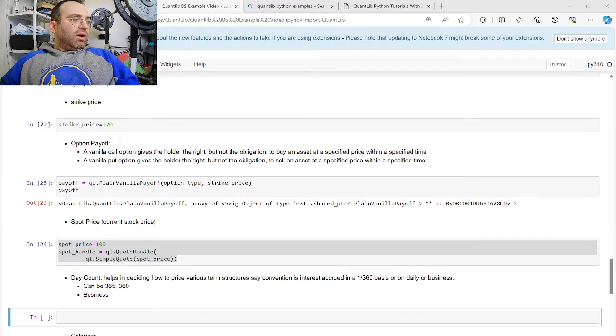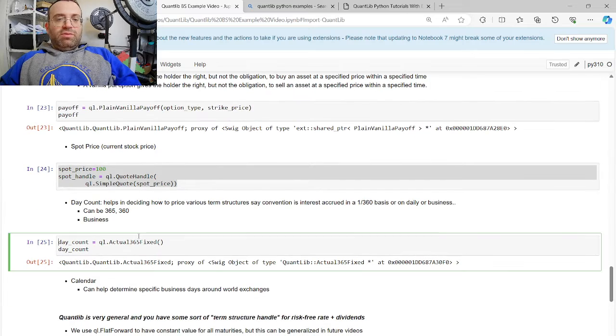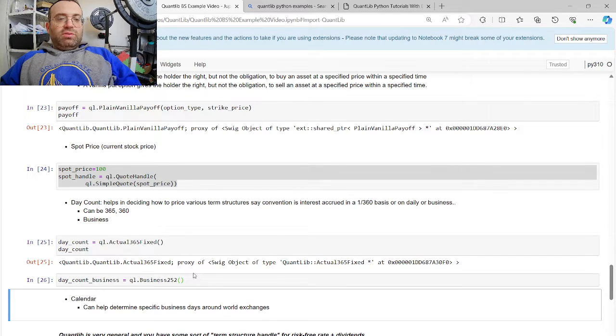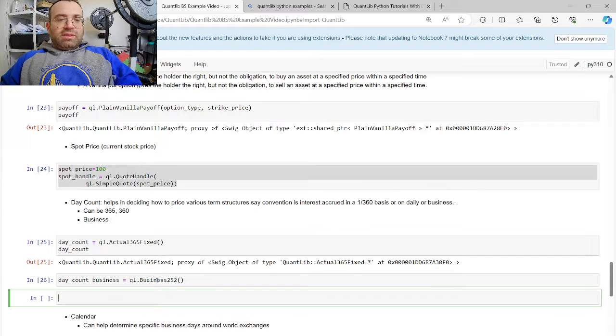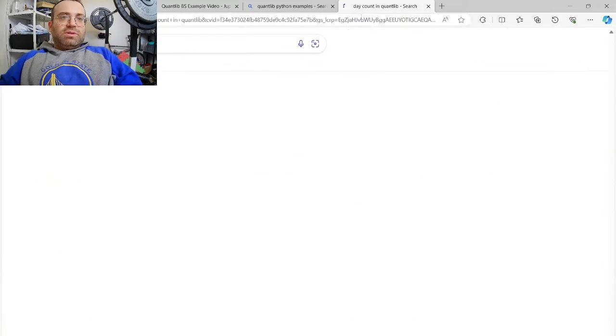Okay, as we mentioned before, the day count thing. I said the 365 is QL.Actual365. That's one example of day count. You can also have the business day count, as I said, QL.Business252. And then let me see if I have this example. Day count 360. I can do QL dot, I think it's called, let me search day count in QuantLib. There's many examples, I think.